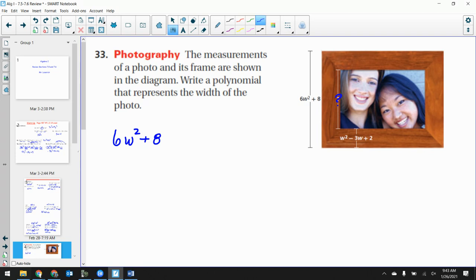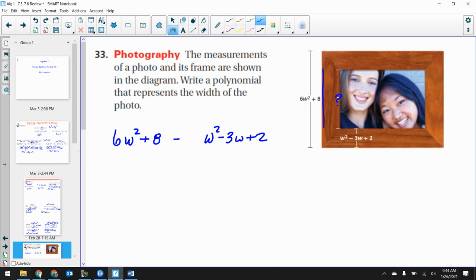Nate? Yeah, what do I subtract? What do I take away? The w squared minus 3w plus 2. Okay, now, this will give me this length minus this length. Is that the length of the question mark? No. What else do I have to take away? Yeah, what's that length? The same thing. I have to take another w squared minus 3w plus 2.